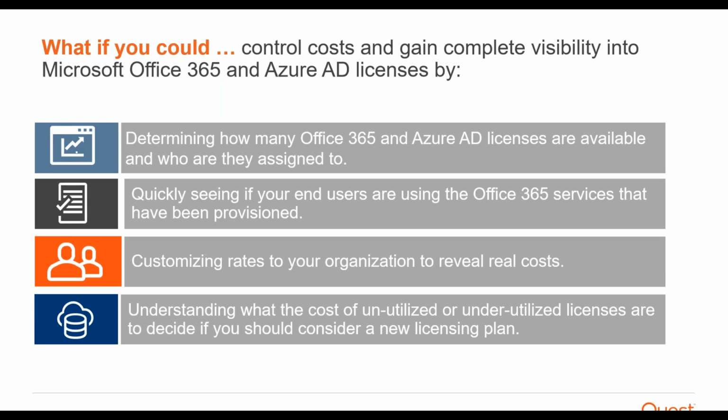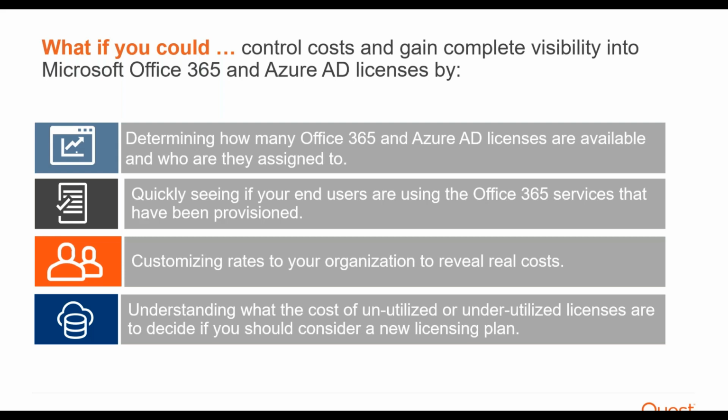So with our license management, you can determine which 365 licenses and Azure AD licenses are available and who they're assigned to. You can quickly see who the end users are and which 365 services have been provisioned, and you can filter by departments and things like that. You can customize rates to your organization to reveal real costs. Obviously an E3 license will cost X amount and an E5 license X amount. Everybody probably pays a slightly different amount. You can put that into the tool and it tells you how much you're paying for all your licenses, and based on the fact these licenses are unutilized or unassigned, how much you're wasting every year, essentially.